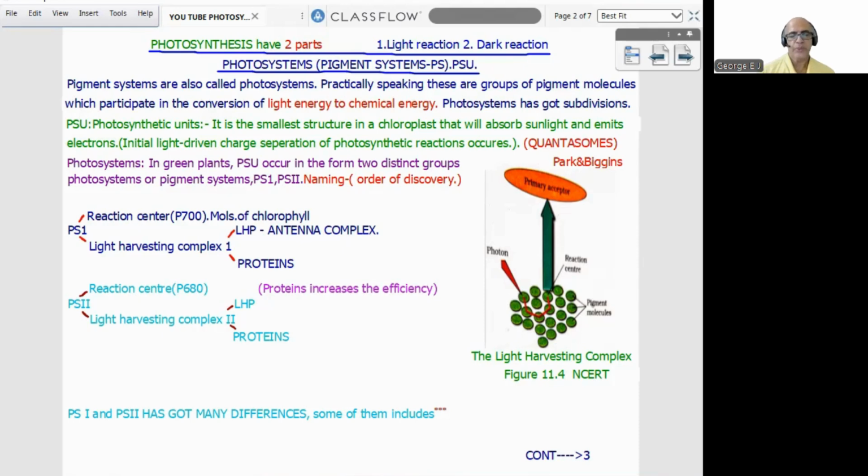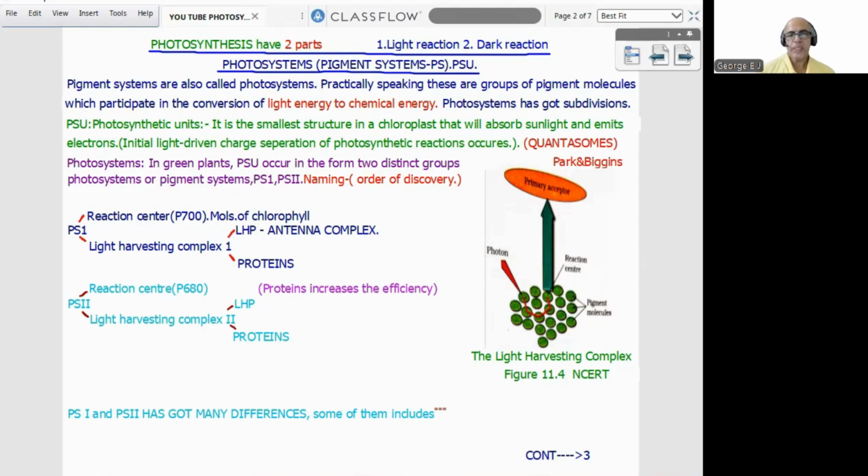One is called PSU. PSU full form is photosynthetic units. And what is PSU? It is the smallest structure in a chloroplast that will absorb sunlight and emit electrons. After absorption of sunlight energy, electrons will be emitted out. In a little bit deeper manner, it is where the initial light-driven charge separation of photosynthetic reactions occurs.